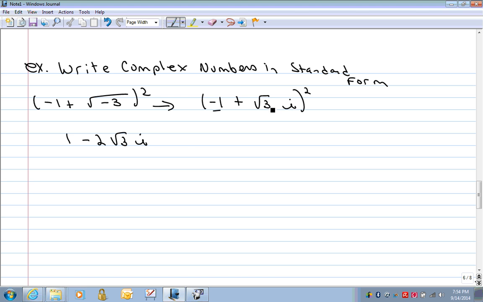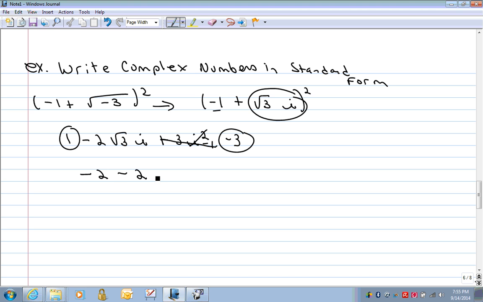And then our last one, this is where we have to be careful. We're squaring this. The square root of 3i squared would just be positive 3i squared. Now, be really careful because the i squared is a negative 1. Negative 1 times positive 3 makes this a negative 3. So now we have a negative 3 and a positive 1. So we have negative 2 minus 2 square roots of 3i. And now that is our a plus bi form.